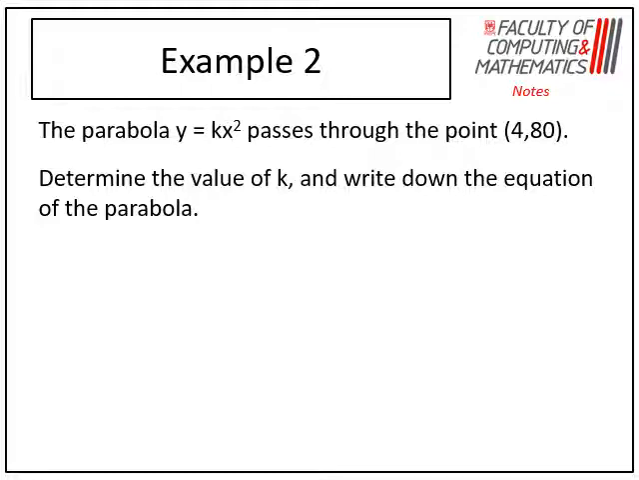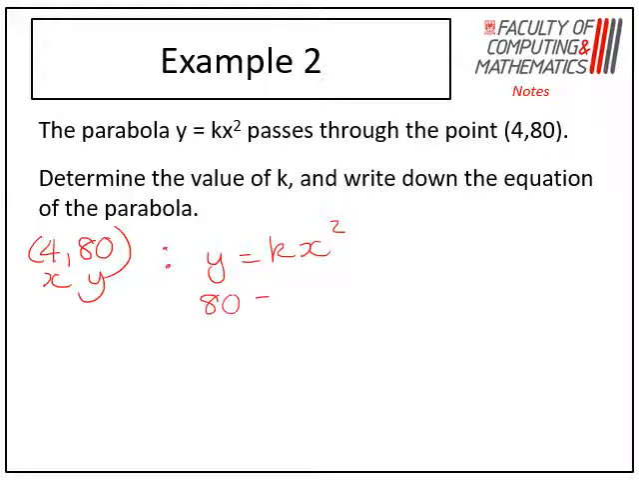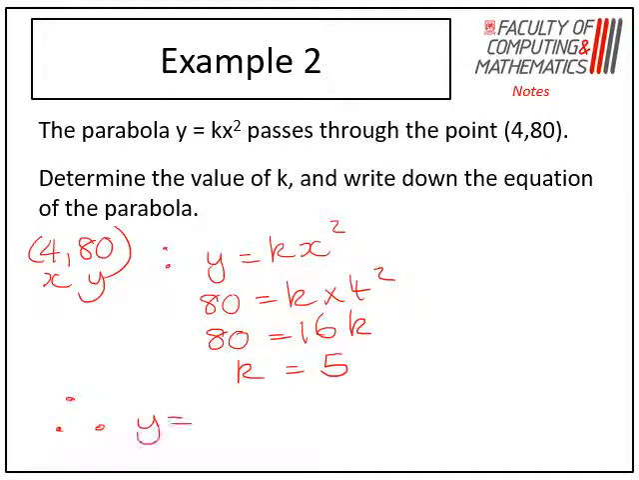So we know that that parabola goes through the point (4, 80), and you know that's going to be your x coordinate and your y coordinate. Substitute it into that basic format, y is equal to kx squared. Anywhere you see an x, you're going to put the number 4. Anywhere you see a y, you're going to put the number 80. So we've got 80 is equal to k multiplied by 4 squared. So we've got 80 is equal to 16k. Divide both sides by 16, which means that k is equal to 5. So therefore y is equal to 5x squared.